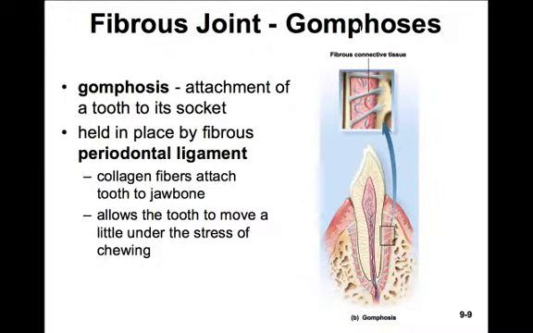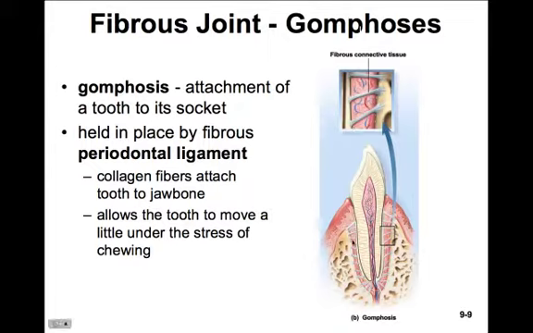The next type of fibrous joint is a gomphosis. The only place we see a gomphosis is in the tooth attachment into its socket. You can see the fibrous connective tissue here, going from the jawbone to the tooth. These ligaments are called the periodontal ligaments. They allow the tooth to move a little bit under the stress of chewing, but not much at all.